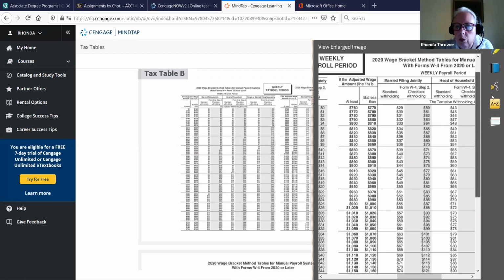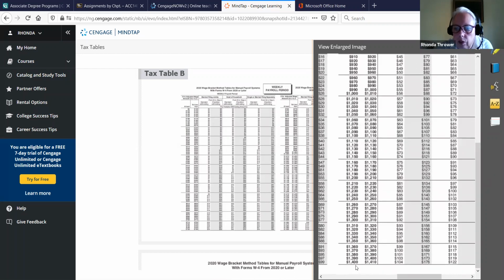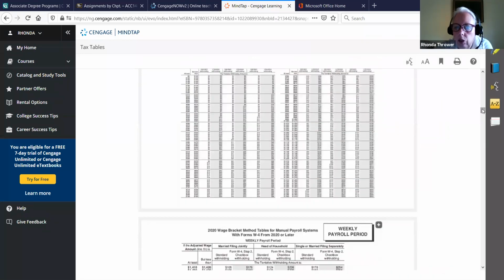And let me scroll up so you can see where I'm talking about. We need to go at least 1,900. So I will keep going down. I don't see it down here. So we're going to scroll on down. And this table won't do it. So I'm going to close this table out. And I'm going to scroll down to the next table.